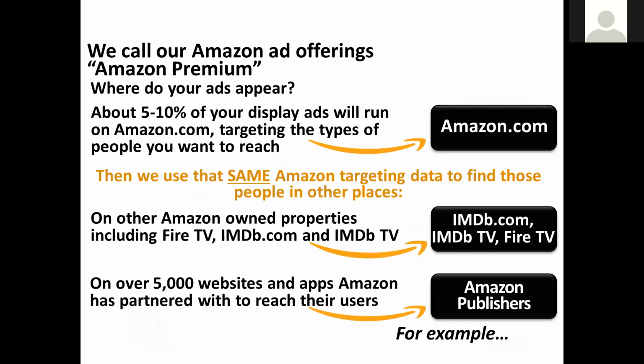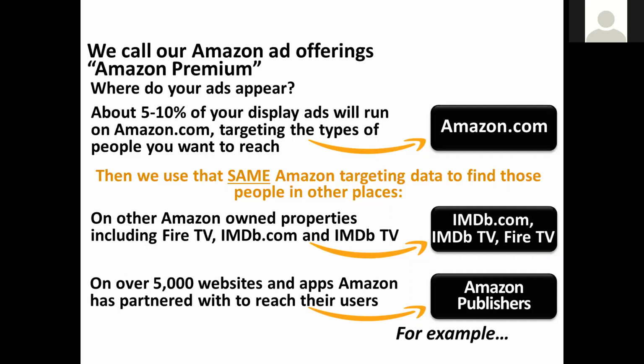So we call our Amazon ad offerings Amazon Premium. And where do your ads actually appear? Well, about 5 to 10% of your display ads would run on Amazon.com itself, targeting the types of people that you really want to reach. But we're going to use the same Amazon targeting data to find those people in other places, on other Amazon-owned properties, including Fire TV, IMDb.com, IMDb TV, and on over 5,000 websites and apps that Amazon has partnered with to reach their users, and they're called Amazon publishers.